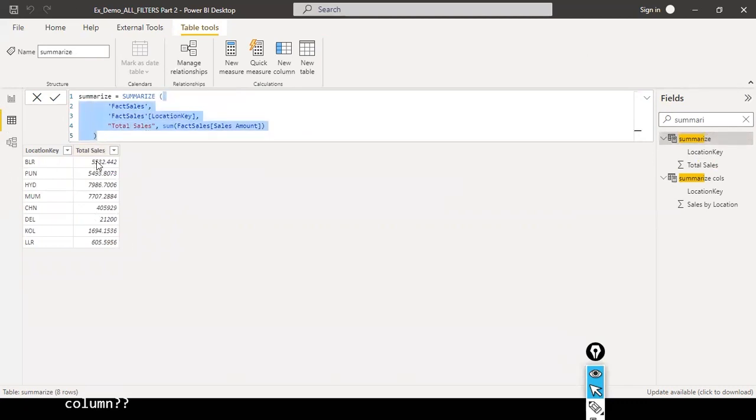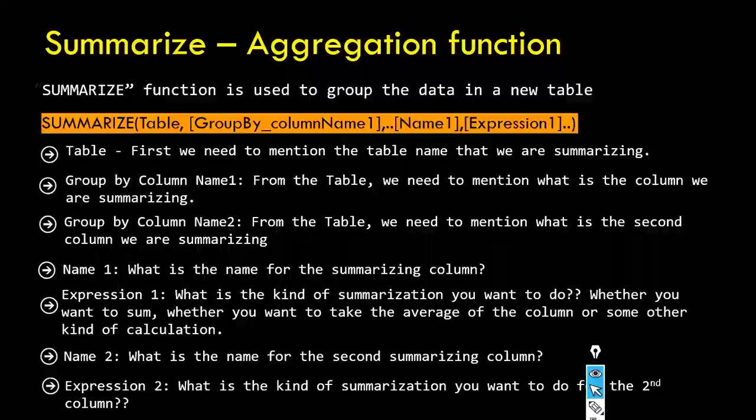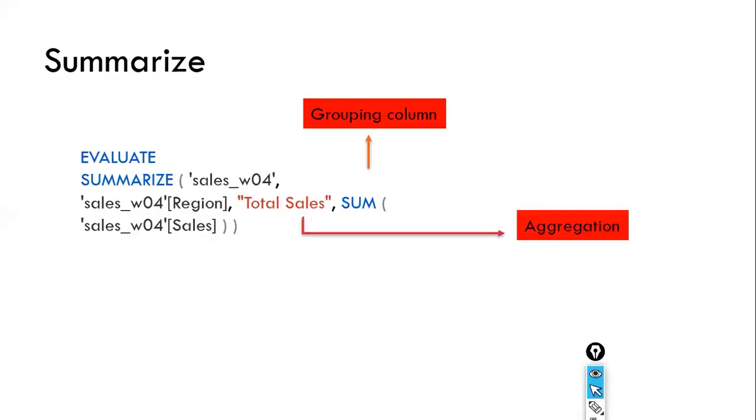In Bangalore, total sales we made this much. In each location, how much sales we made in total. That we can obtain using summarize function. Got it? So that is what summarize function is all about. Okay, so here I just go back to my this one. Look here, the same thing.